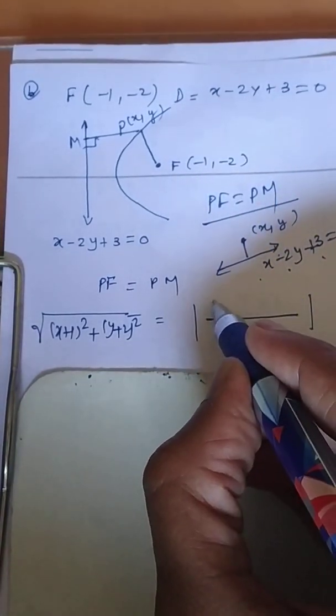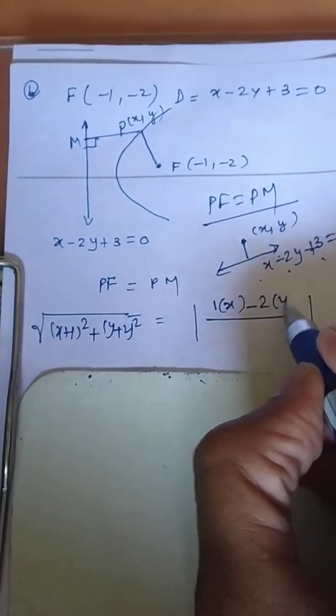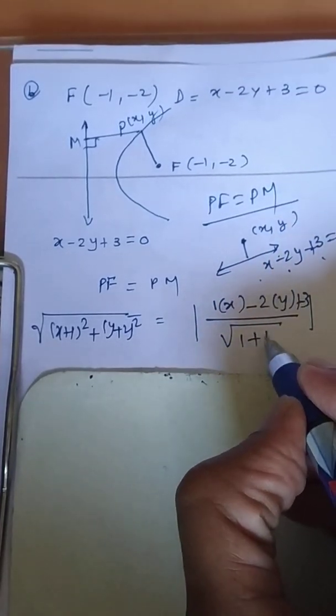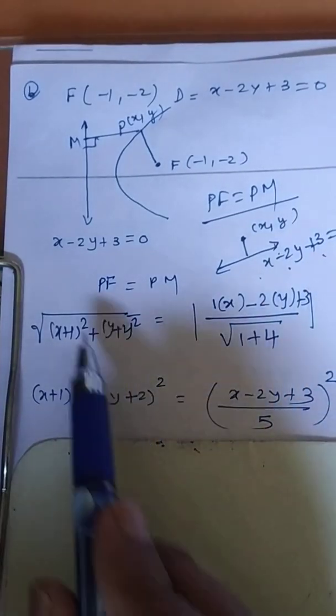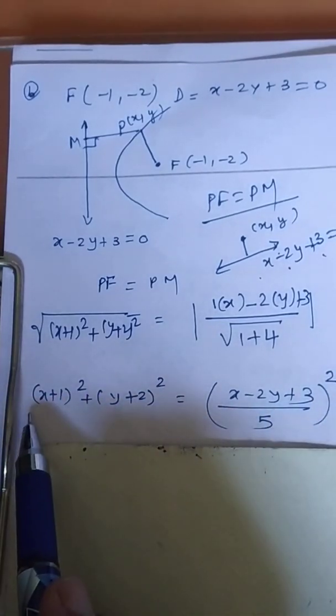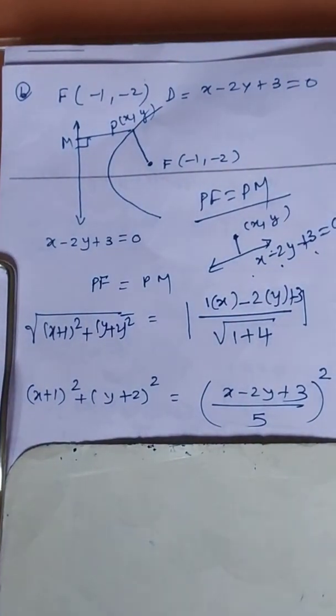So a x1 is 1 into x, -2 into y, plus 3, the whole divided by root of a square means 1 plus b square means 4. Now this can be squared like this, (x plus 1) the whole square, and so on, and x minus 2y plus 3 can be shifted on this side. Just simplify using (a minus b plus c) the whole square. Do you remember this formula? a square plus b square plus c square plus twice ab plus twice bc plus twice ca. For this question only, in class 8th you have learned the identity (a plus b plus c) the whole square.